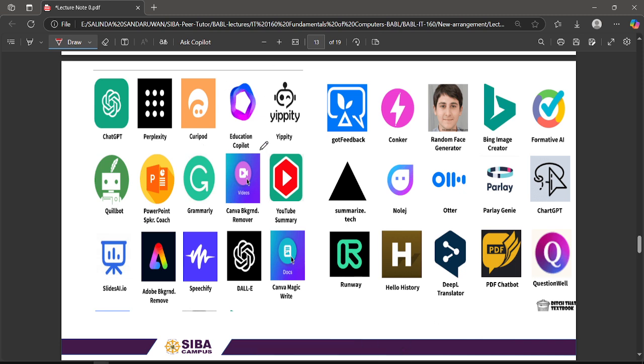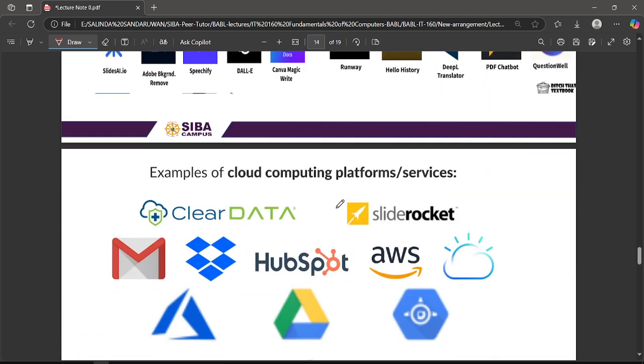So here I have mentioned some tools. ChatGPT, you can use this Copilot for your academic things, and here we have a thing called PowerPoint Coach, Grammarly. Likewise, you have so many AI resources.